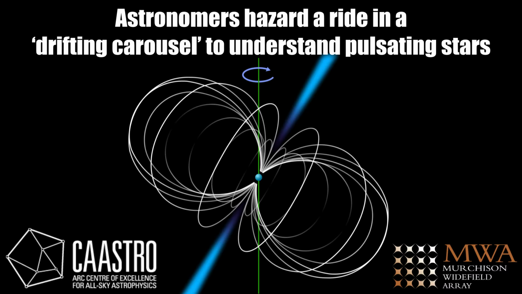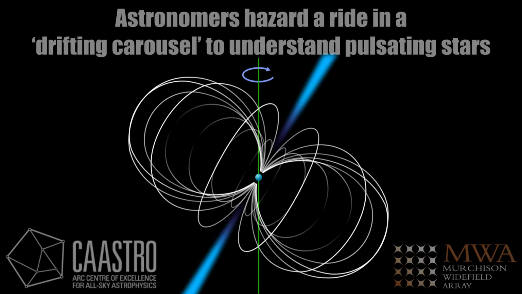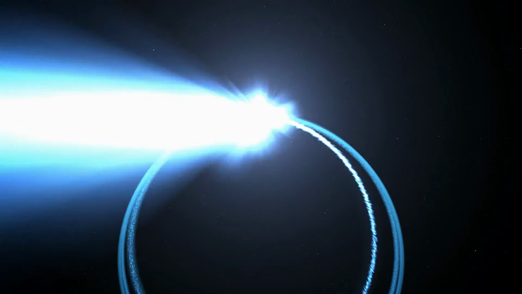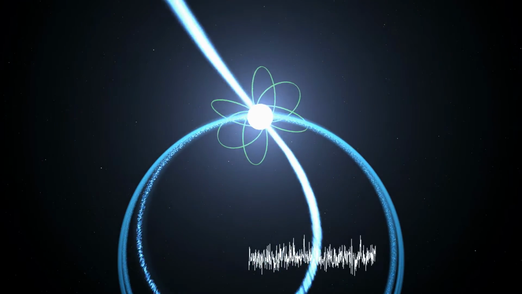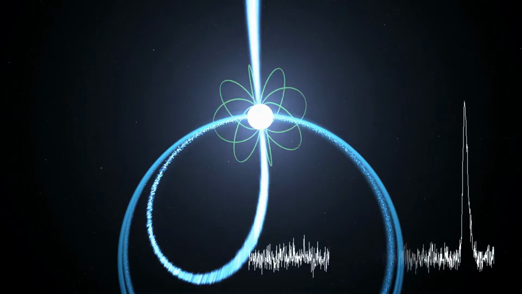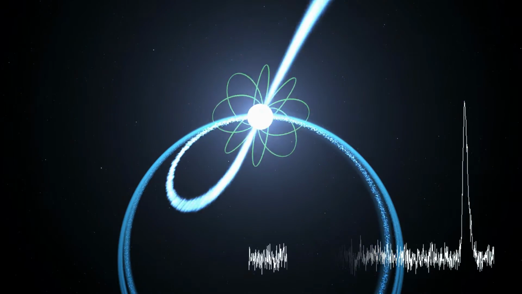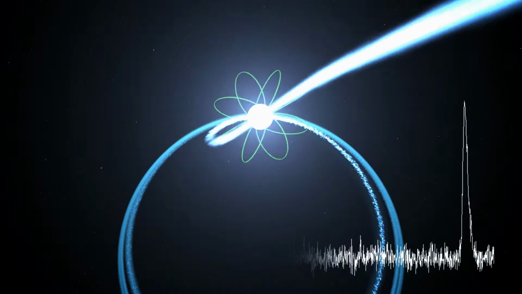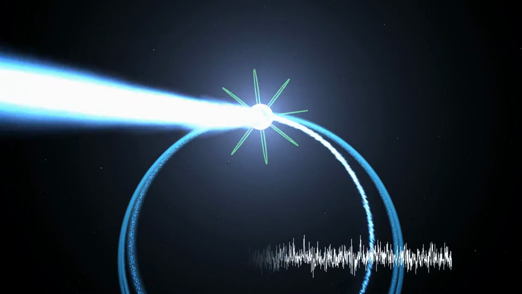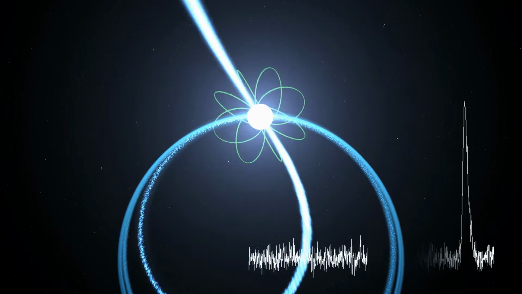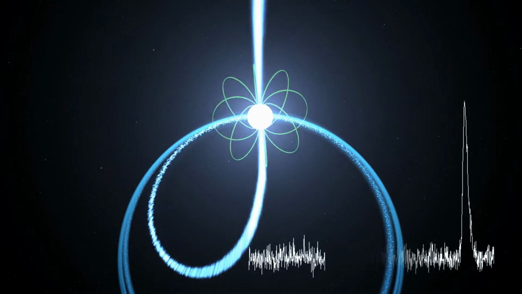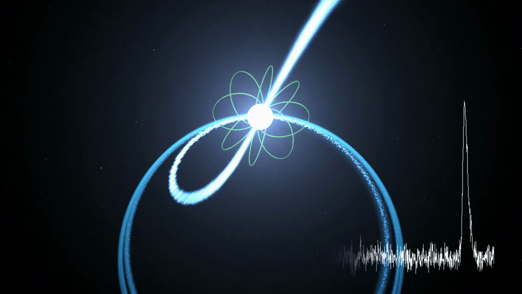Pulsars were first discovered in the late 1960s when their beams of radio emission swept across the field of view of our telescopes and created regular signal spikes, similar to the beam of a lighthouse. Since then, we have discovered thousands of pulsars in our own galaxy, and we have learned that they are neutron stars that are very dense, have strong magnetic fields, and rotate with exceptionally precise timing.